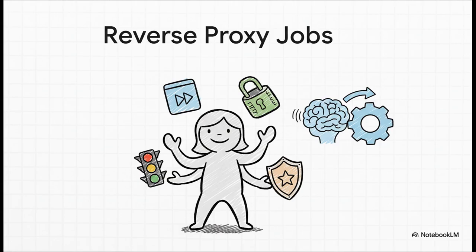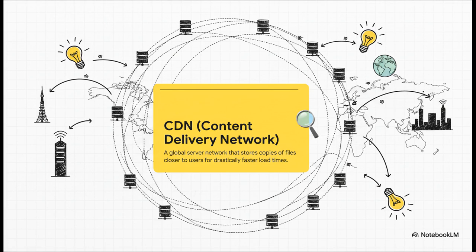And the reason it's so powerful is that this middleman does a ton of different jobs. It can handle all the complex SSL encryption, it can cache files to speed things up, compress data to save bandwidth, route requests, and even act as your load balancer. By taking all these jobs off your main application's plate, it lets your app servers do what they do best: run your business logic.